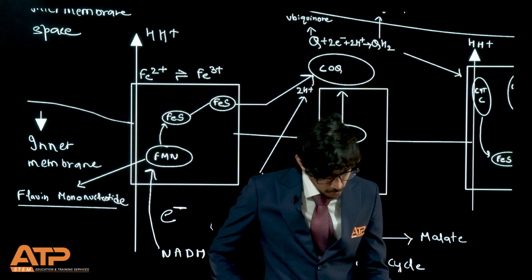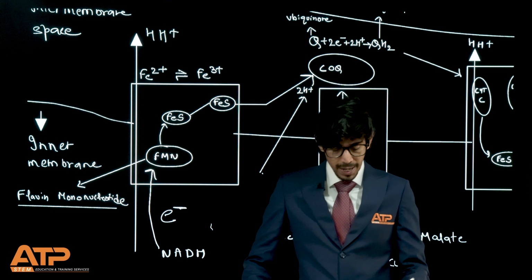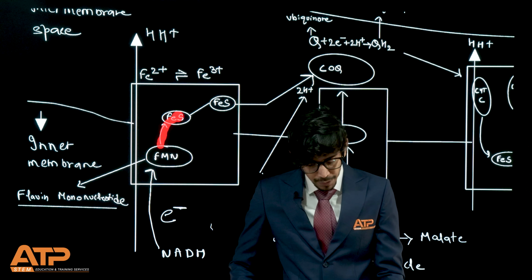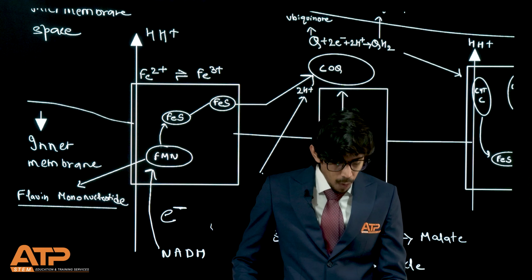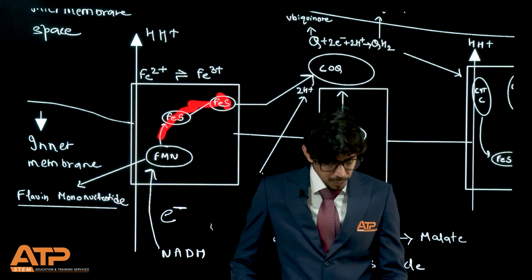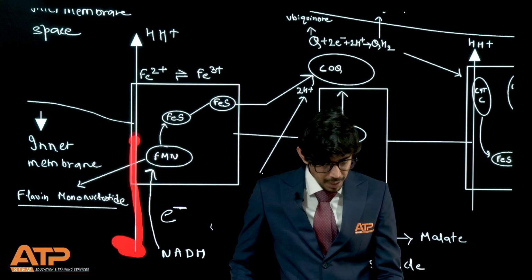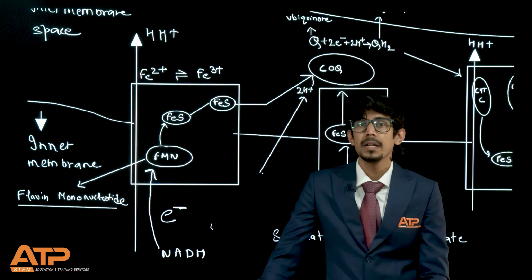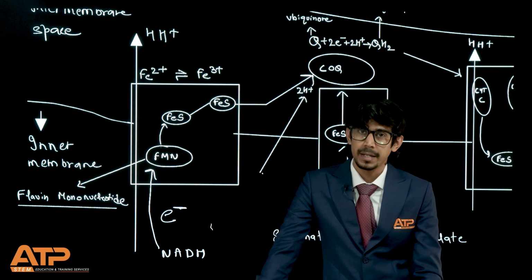So this electron from NADH will be taken up by FMN, flavin mononucleotide, and then it will travel through the different electron carriers in complex 1. During all this journey of the electron, the hydrogen ions from the matrix of mitochondria will be transported into the intermembrane space. You can see that hydrogen ions are being pumped outside.